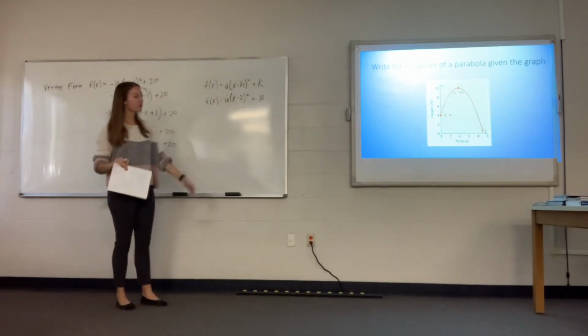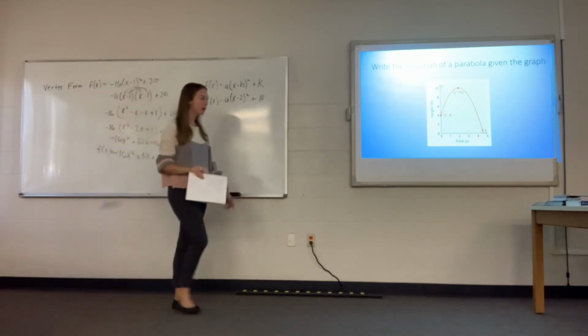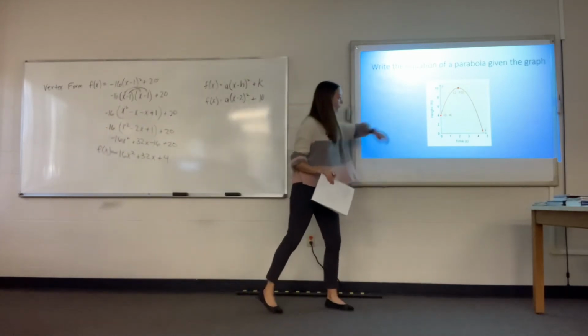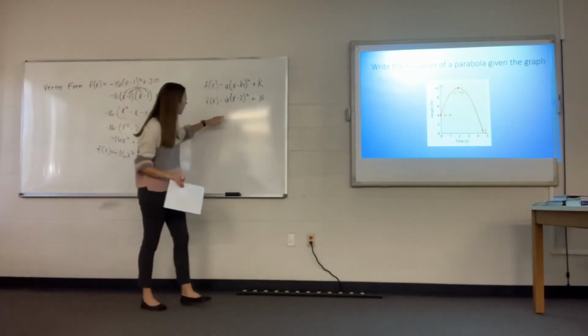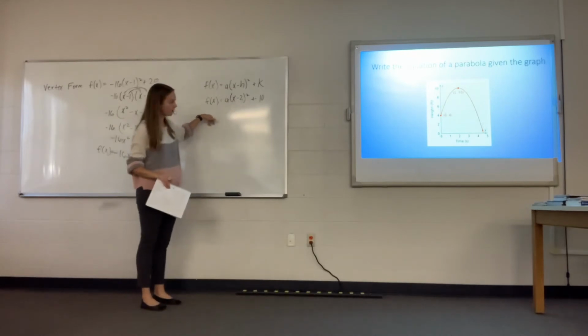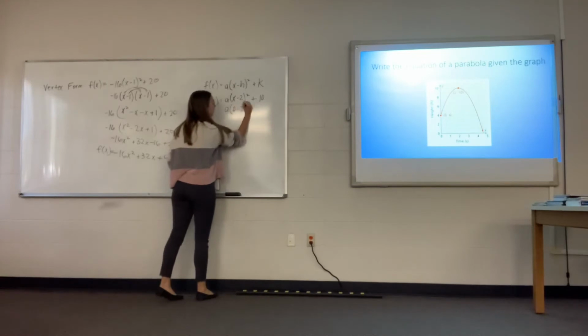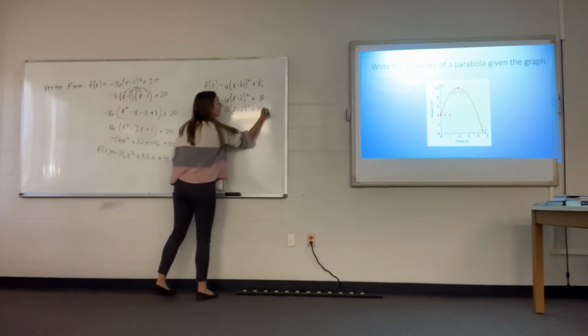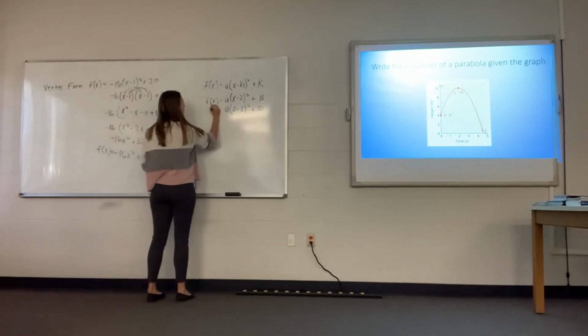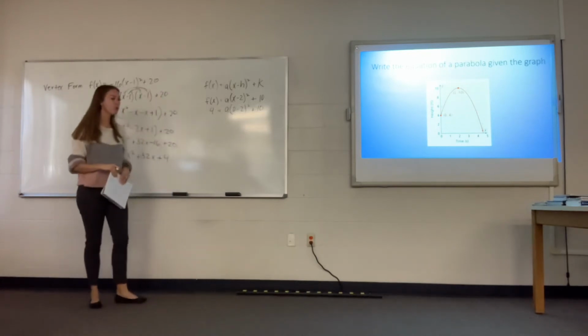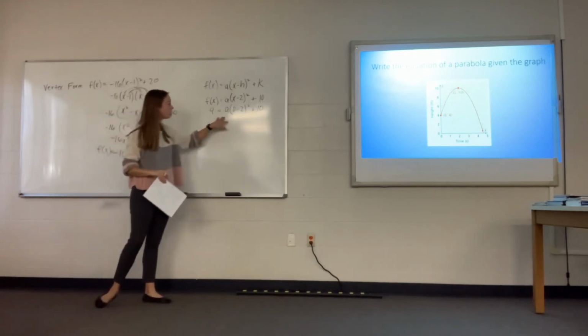So now I plugged in my vertex coordinate, and now I can go ahead and use my other coordinate, (0, 4). And the (0, 4) I can plug in for the x and the y. So the 0 will go in for my x, and then the 4 is going to come over here for my y. So now that only leaves me with the a variable, so I need to go ahead and solve for a.